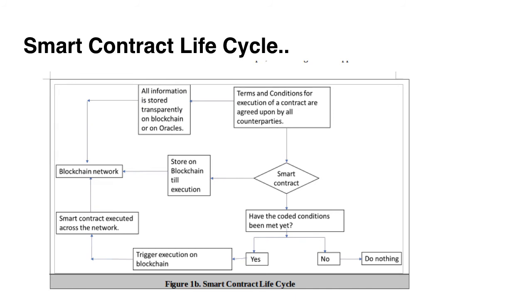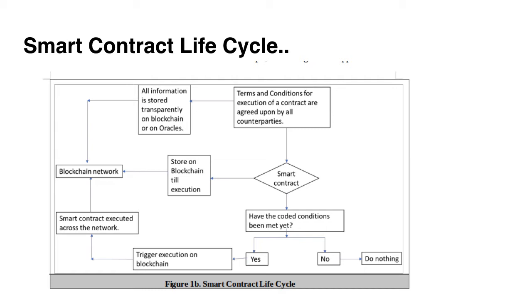Here's another example, which puts it in terms of a flowchart. Initially, at step one, you have different terms and conditions of execution of the contract that are agreed upon by all counterparties. All information is stored transparently on the blockchain or on oracles, which are external to the blockchain, and this is basically executed and runs on the blockchain network as a smart contract.